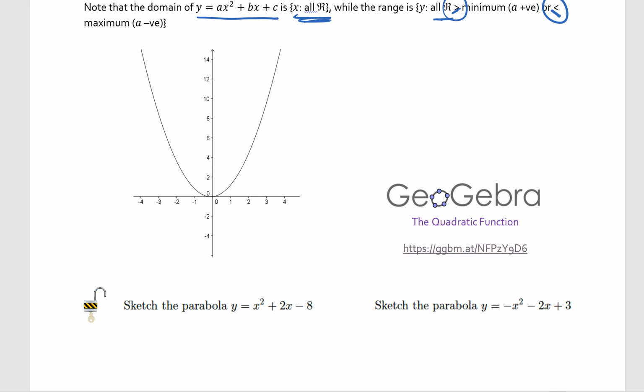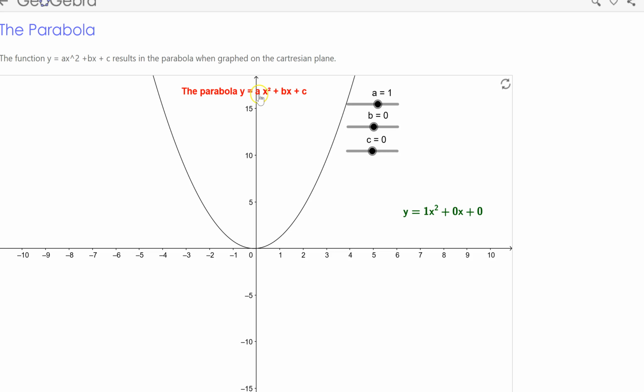So let's just have a quick look at a GeoGebra of the quadratic function. Again, more to refresh your memory than anything else. And then we'll have a look at the sketching process. So looking at our general form for the equation of a parabola, which is ax squared plus bx plus c, we've said already the value of a, depending on the sign, affects the concavity. Depending on the value, it affects how tight the parabola is to the x-axis.